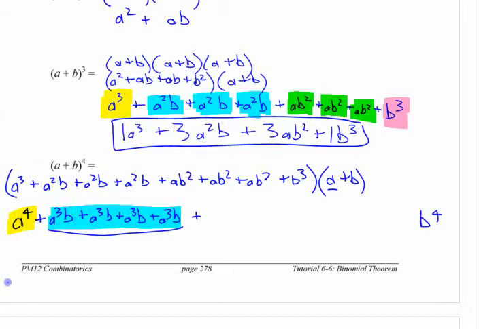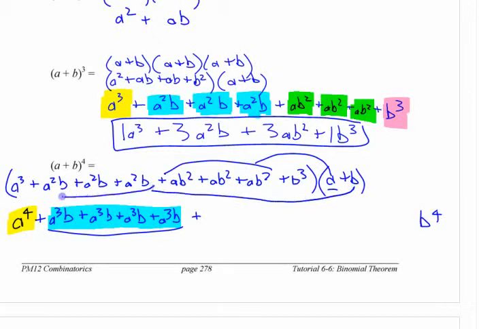How many ways is there to get a squared b squared? You can have this a times any one of those 3, right? That gives you a squared b squared. Or what's the other way you could have it? Yeah, the b times a squared b. There's 6 ways you can get this.